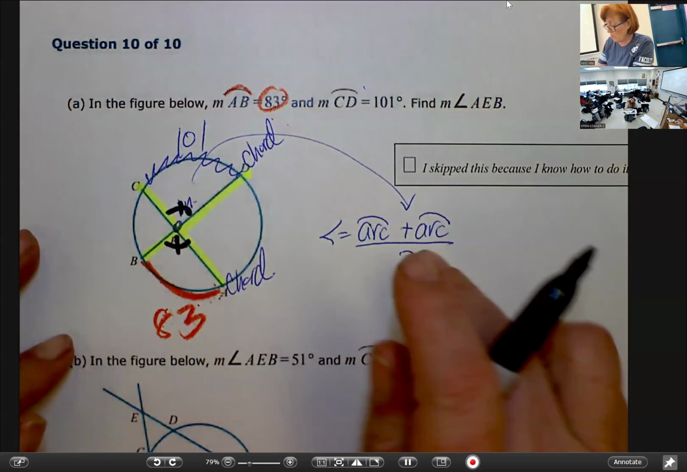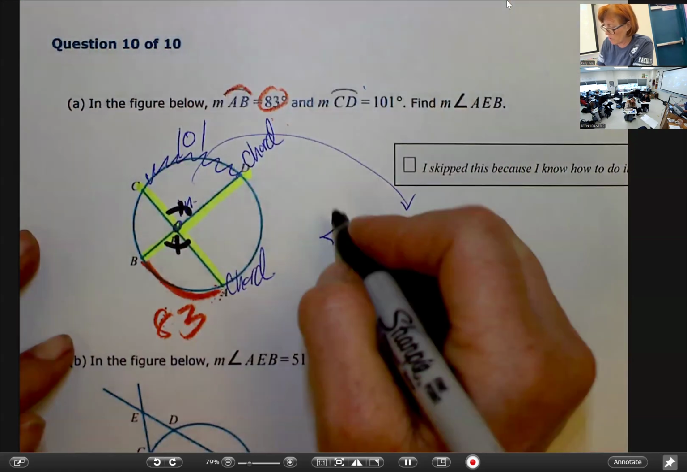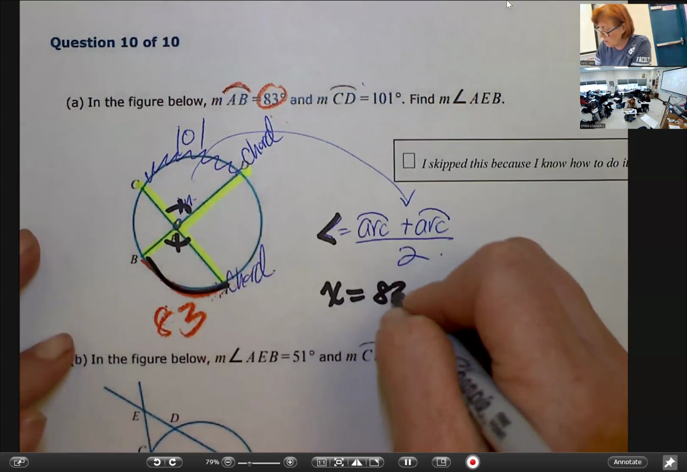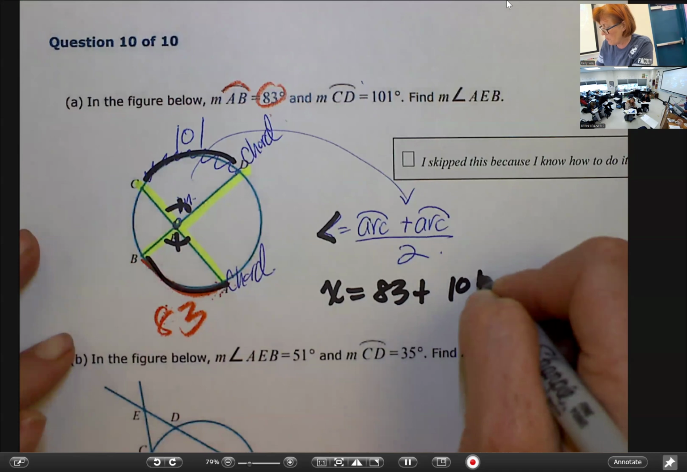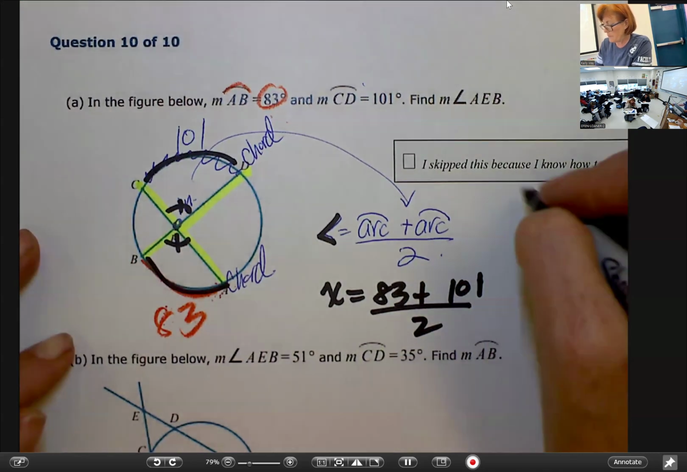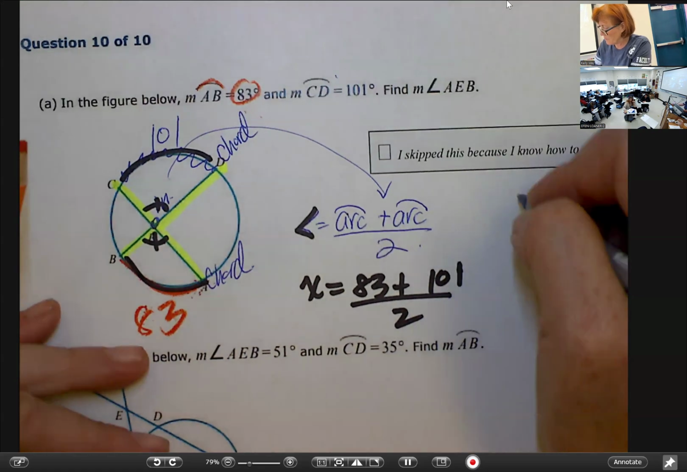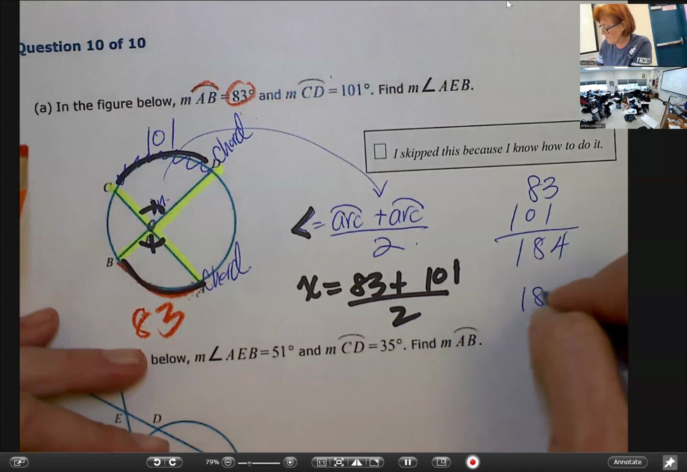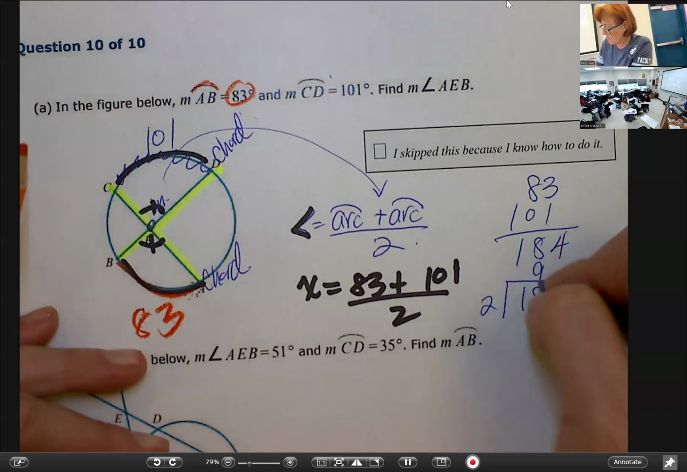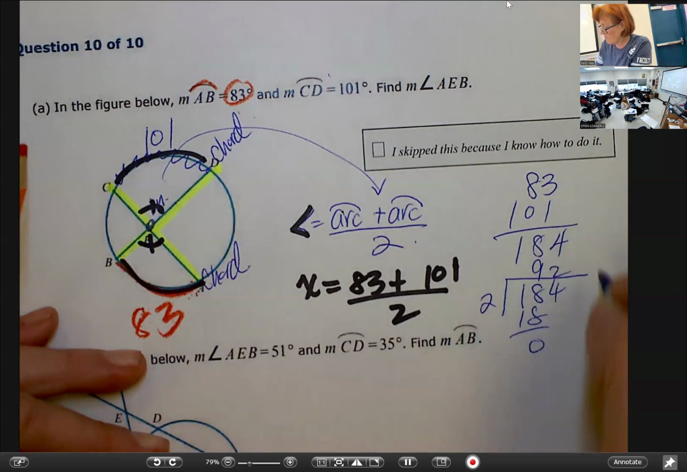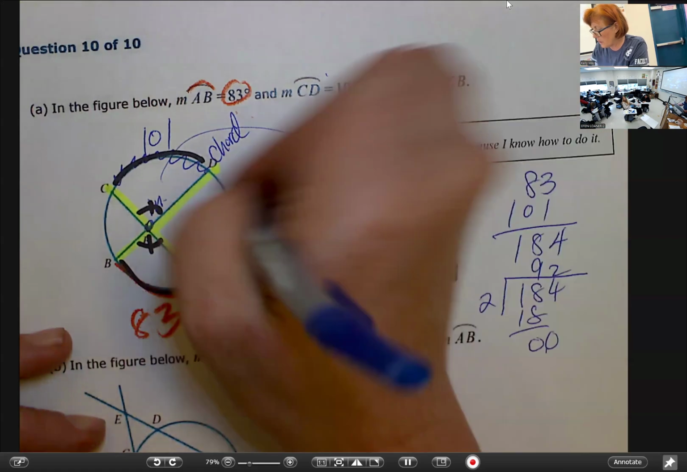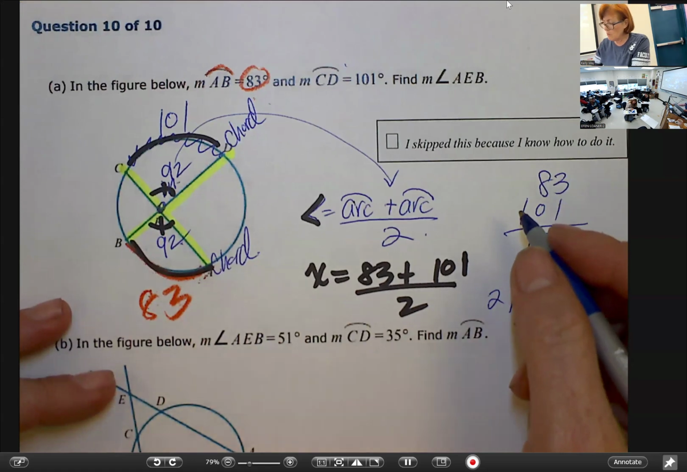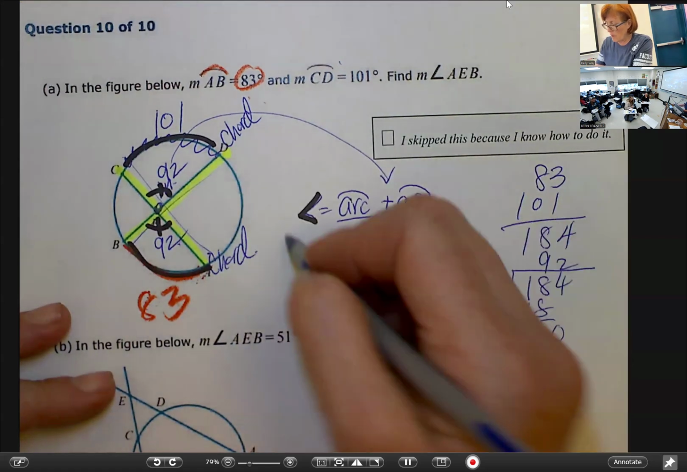So now we're going to do circle, plug, chug. We have the arc, so right over here. So angle equals, we don't know that. We'll just call that X, equals big arc, 83, plus the smaller arc, 101, over 2. Go ahead and do the math. And we get 92, and whatever's over there is also over here because of vertical angle. So it's important you trace, then you identify the equation, and then circle, plug, chug.